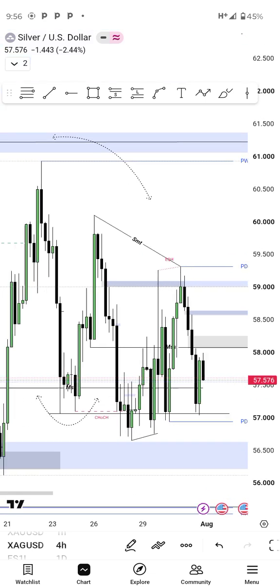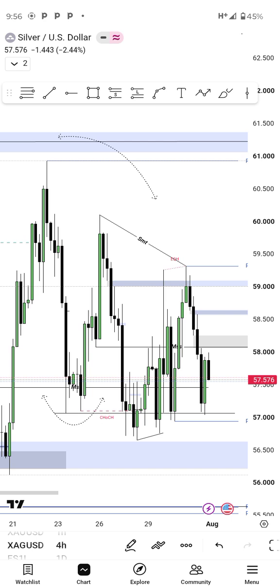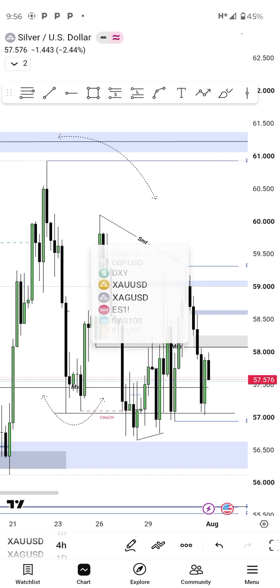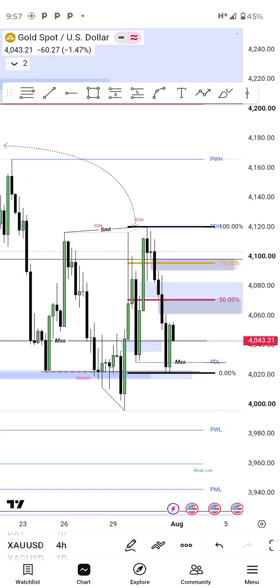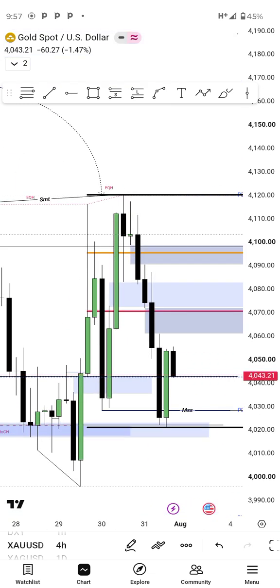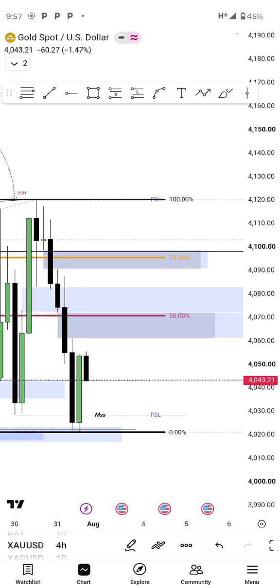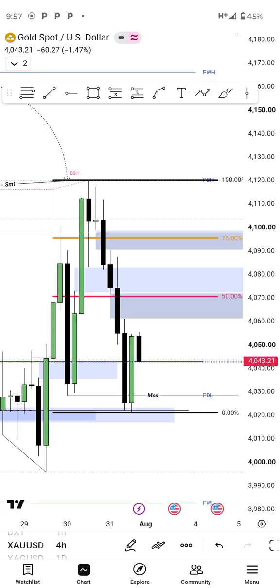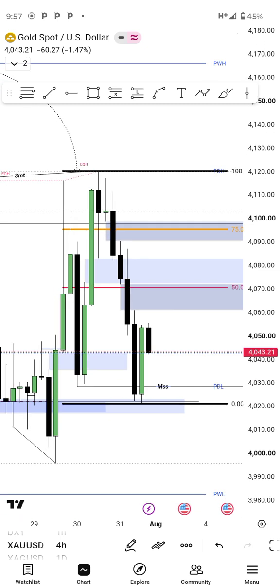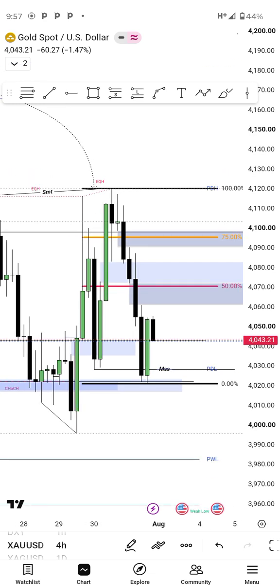Right now, gold isn't clear. This is silver, and gold isn't clear. But what I suggest is we retrace to the FEG, to the 50% of the FEG, or 50% of the range. Then we look for sells, a little bit short, because we changed market structure, shifted over here. So we'll be looking for sells on gold too, just a few pips.